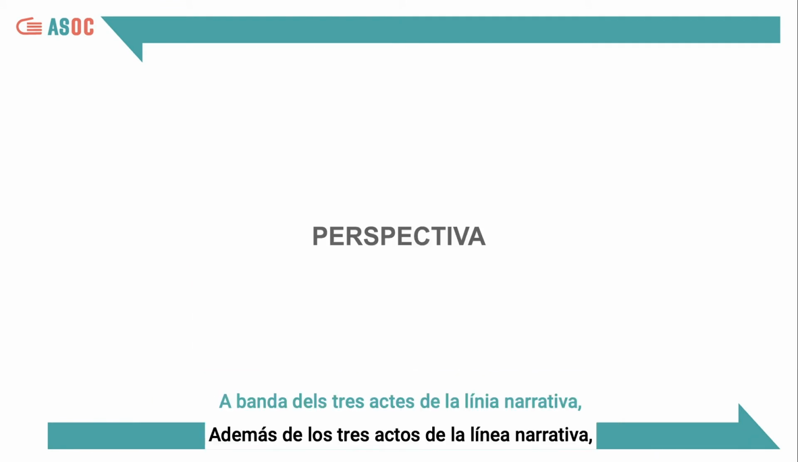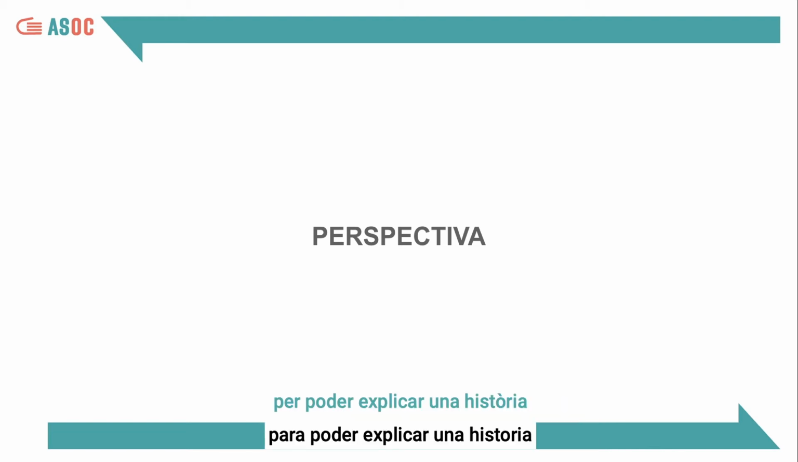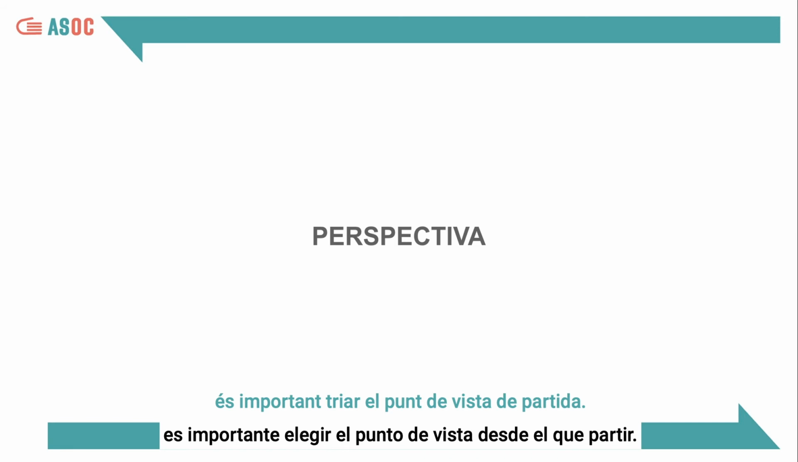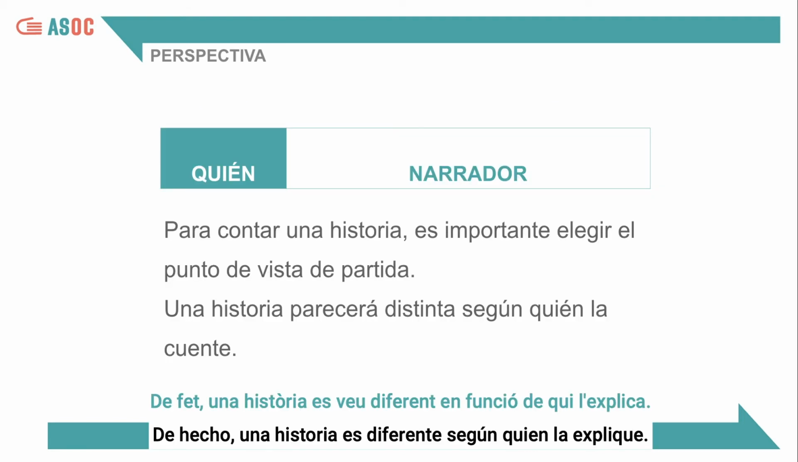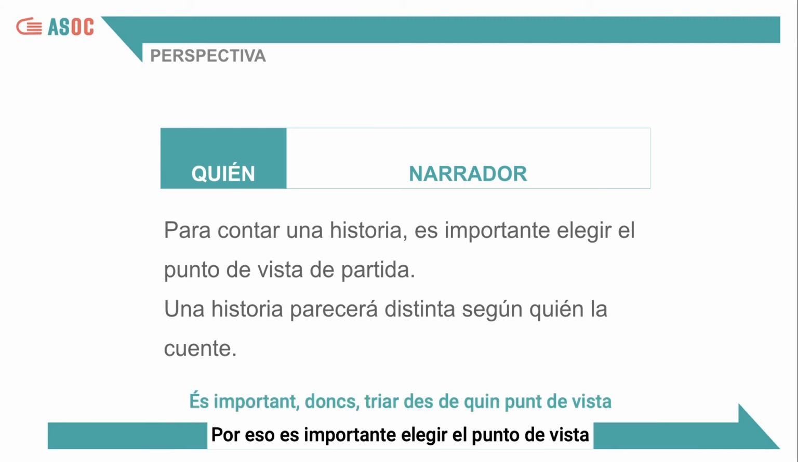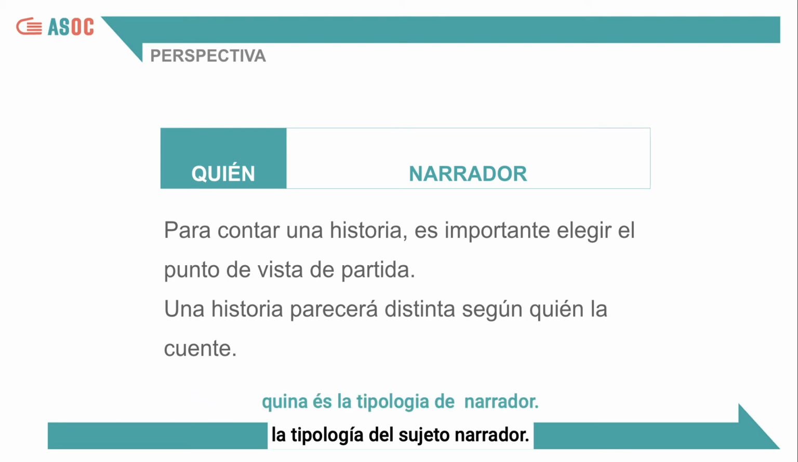In addition to the three acts of the storyline, in order to tell a story, it is important to choose the point of view from which to start. Different points of view can lead to different ways of narrating. A story, in fact, appears different depending on who tells it. Therefore, it is important to choose from which point of view to tell the story, which type of narrator.